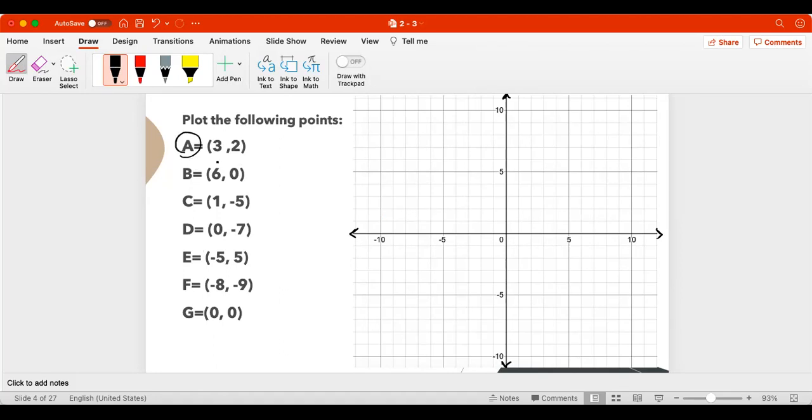I think I already did this one. So A is 3, 2. Here, these tick marks are units of 1. So 1, 2, 3, up 2. This is the point A. I'm going to label them like this because I'm going to have several points, and I want to make sure that I know what point goes with what letter. Let's go with B. So the x is 6. Okay, here's 6. And the y is 0. That means we don't go up or down because 0 is right here. So this is point B.